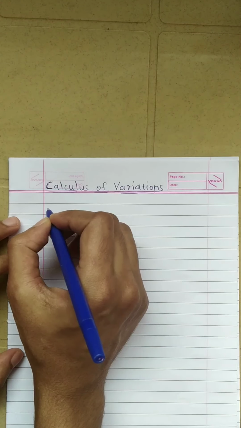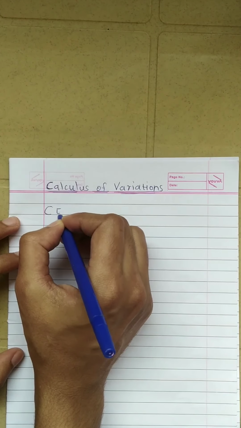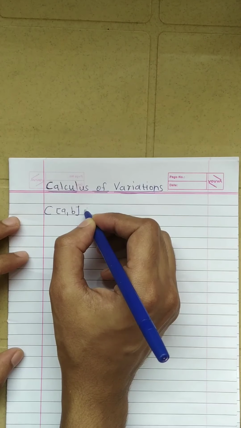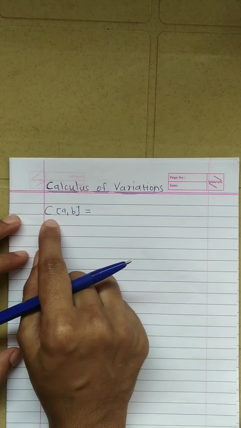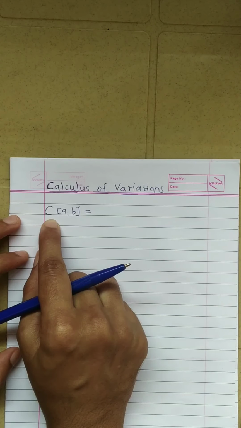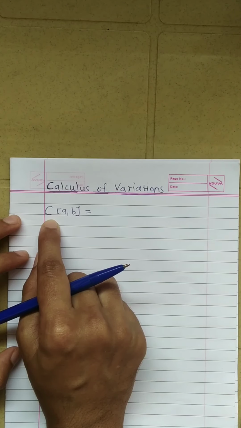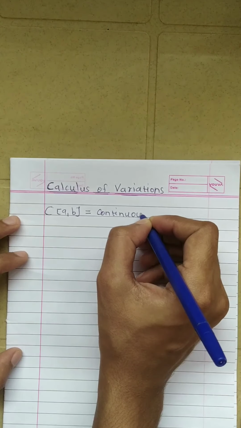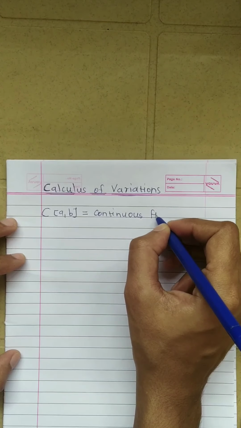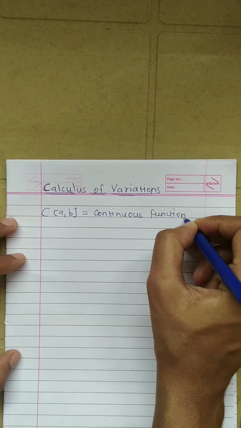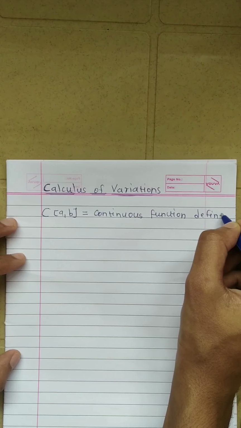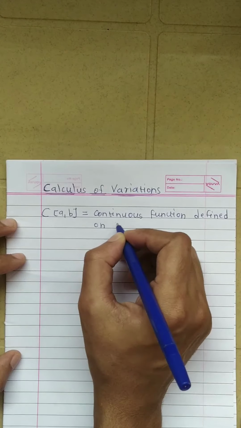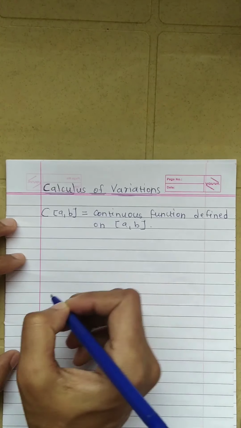So the first one here is C[a, b], closed interval. So what does this denote? It is a class of all continuous functions defined on the closed interval [a, b]. Okay, so this will be continuous functions defined on closed interval [a, b].